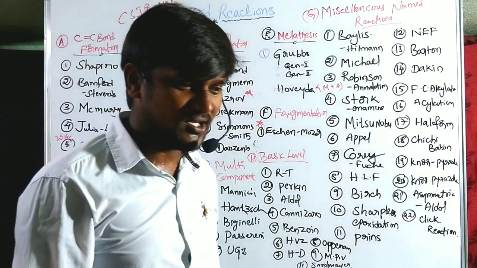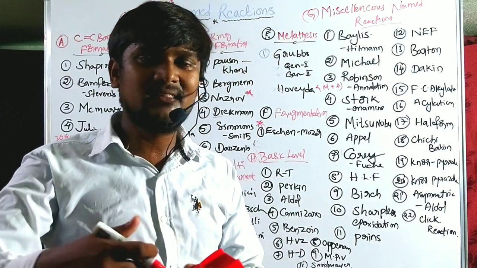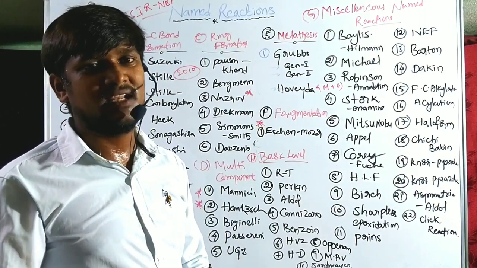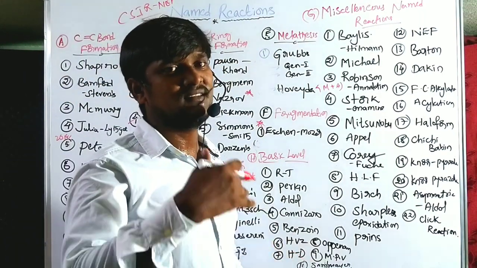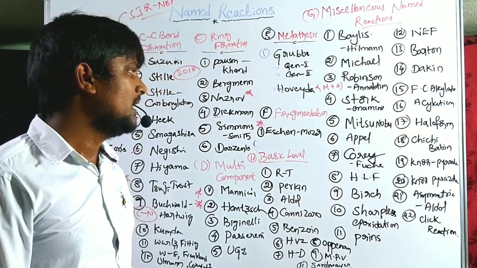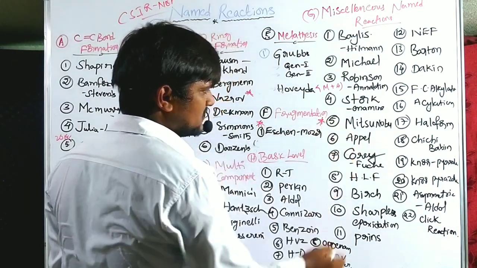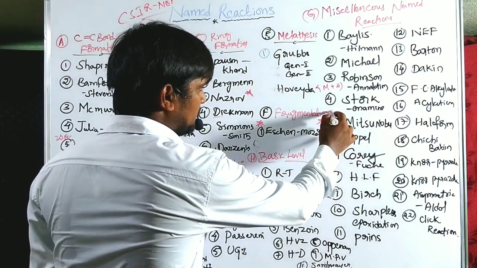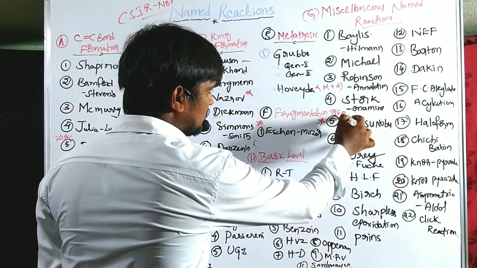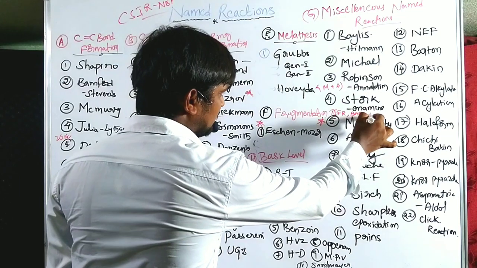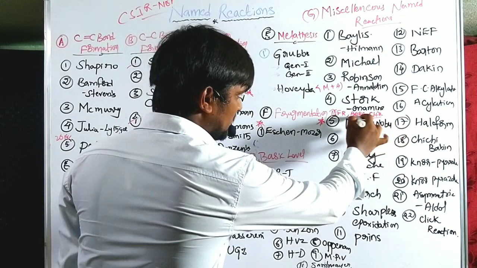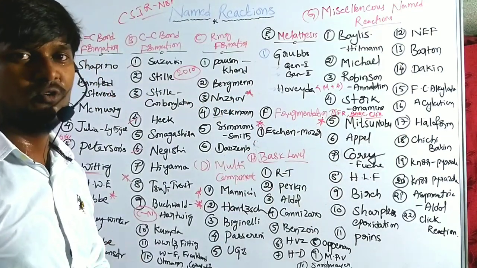Now the fourth one is the Stork enamine reaction. Here the intermediates are enamines. So through enamine reactions we can synthesize so many organic functional groups. Okay, now the fifth one is Mitsunobu reactions. These reactions came regularly in TIFR, BARC, CSIR, GATE. So that much important are Mitsunobu reactions.